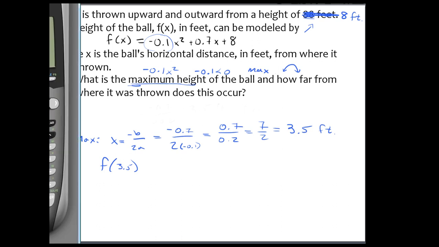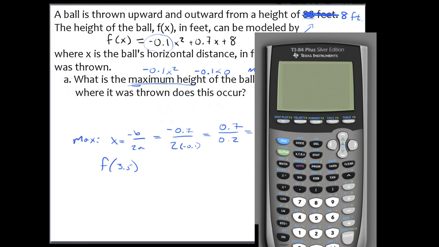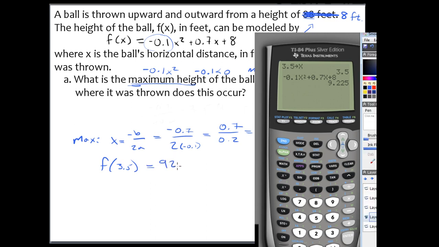Now, the problem with that is that I'm not really into doing all those calculations. I am, however, into having my calculator do all those calculations. So what I'm going to do is put this into my calculator. I'm going to take 3.5 and store it as x. And then I can do negative 0.1x squared plus 0.7x plus 8 and get a value, what is this, 9.2 feet? And I'll have this equation saved for later in case I need it.